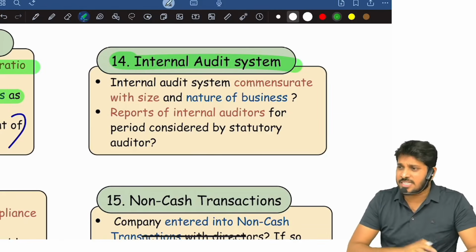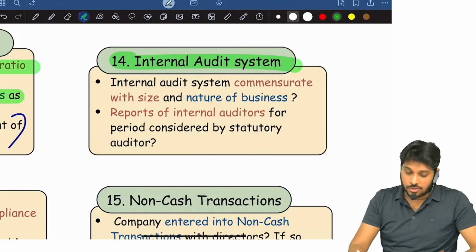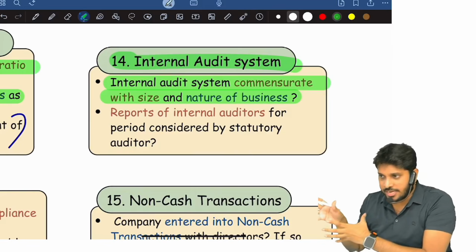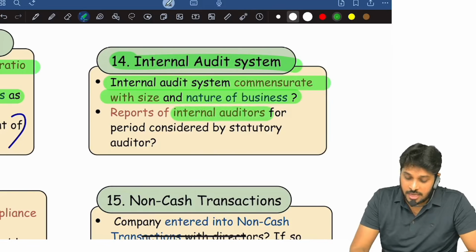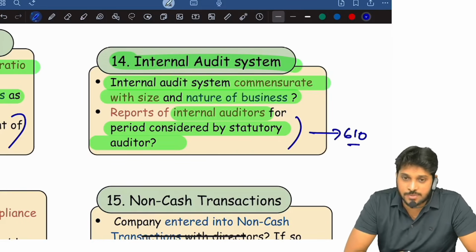Next, internal audit system. Does the company have a sufficient internal audit system commensurate with the size of the company? Check whether the internal audit system is commensurate. The company has an internal audit, but for namesake, internal audit is there but nobody is inside it. So you have to give a qualification here. Further, you have to consider internal auditor reports. How do you consider the internal auditor's report as per SA 610?